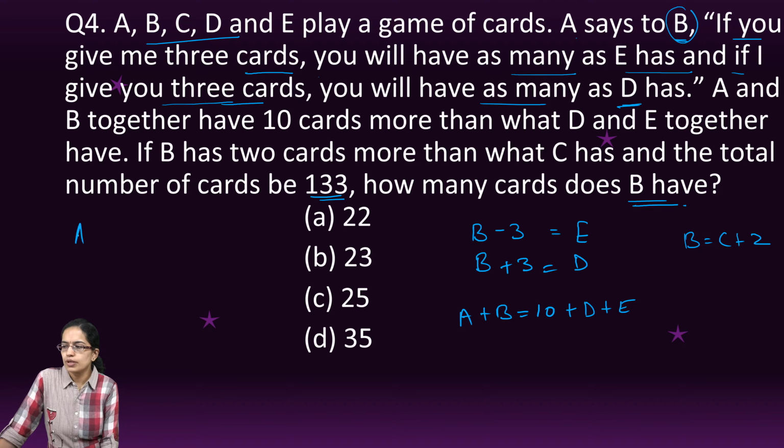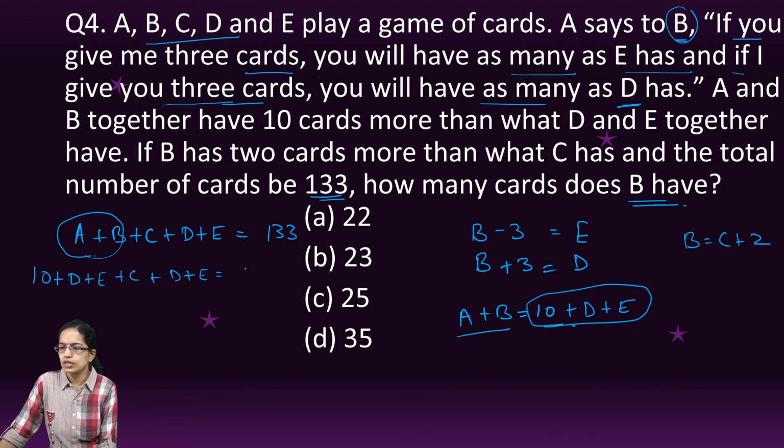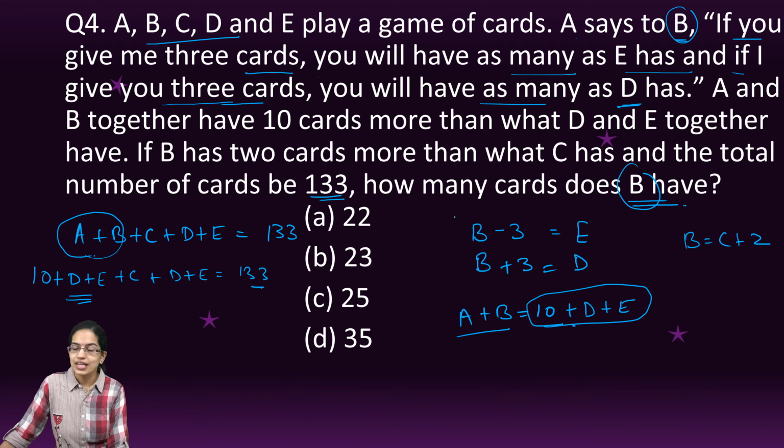The total number of cards means A plus B plus C plus D plus E is equal to 133. Now A plus B we also know is this, so I can substitute this value of A plus B. So I write it as 10 plus D plus E plus C plus D plus E is equal to 133. That is one way of solving. But here what the problem would be, I am solving it based on D and E, but what I need to calculate is B. So my calculation should be for B, not for D and E.